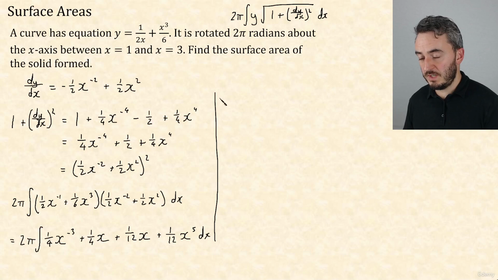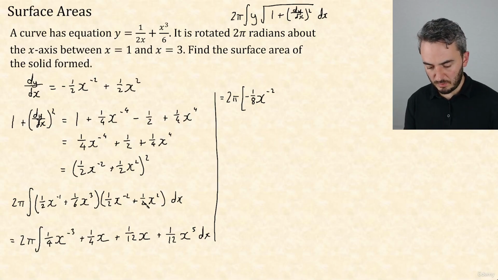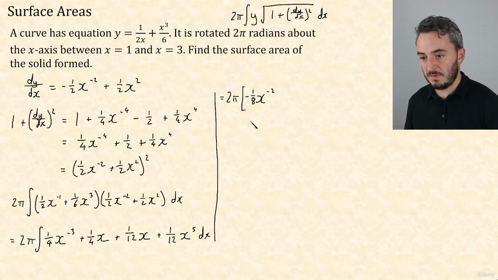Now I can actually do the integration. 2 pi times. Power goes up to minus 2, divide by the minus 2, so that's minus 1/8 x to the minus 2. Now in total I had 1/4 plus 1/12. So 1/4 plus 1/12 is 1/3. So 1/3 x goes to 1/6 x squared. And here power goes up to 6, divide by the 6, that's 1/72 x to the 6. My limits were 1 and 3.